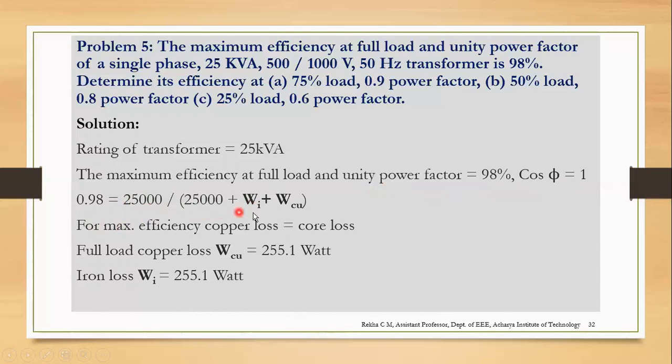And also one more thing, at maximum efficiency what is the condition? Iron loss is equal to copper loss. So substituting that, we can write 25,000 divided by 25,000 plus 2 times Wi or 2 times WCU. So we can solve for one value. We get iron loss and copper loss as 255.1 watts. Now we know iron loss and copper loss. We need to find out the efficiency for those three conditions.